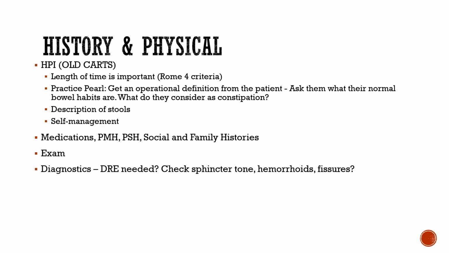Then the next part is get a good list of their medications. There are many medications that cause constipation. Get a past medical history. Right there you can identify some areas that they may have problems, especially if they have already a diagnosis of IBS or they have diverticular disease. Get a past social history, alcohol, tobacco, social and family histories. Really want to find out if they are at risk for cancers.